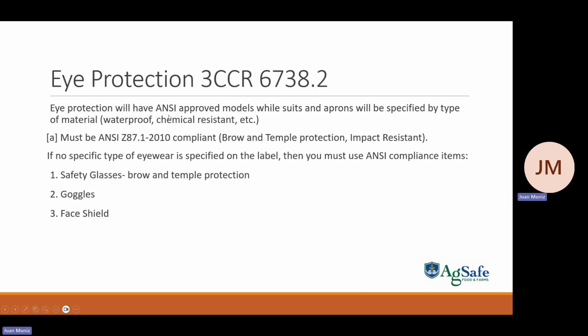Eye protection will have ANSI approved models, while suits and aprons will be specified by type of material, waterproof, chemical resistance, etc. And ANSI is the American National Standard for Occupational and Educational Personal Eye and Face Protection Devices. So it's the American National Standard.